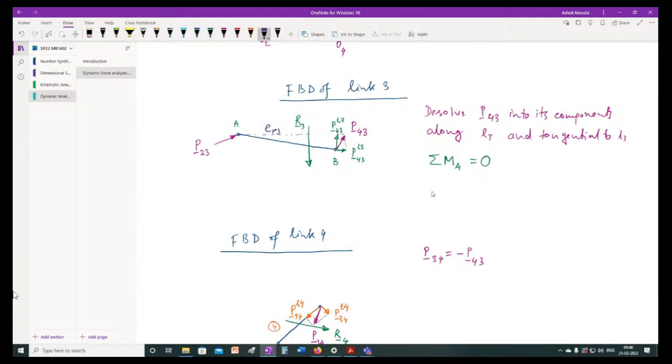So we'll say that minus ER3 into R3. This is a moment created by this force.